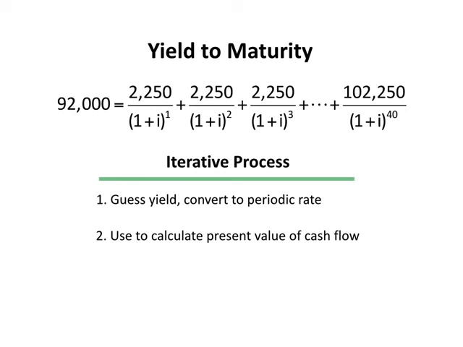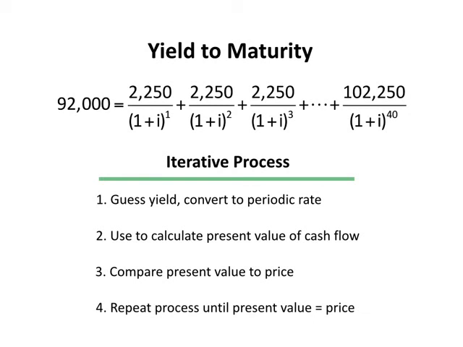The present value of the cash flows is then compared to the market price. If the two are equal, the final step would be to annualize the periodic rate to get the yield to maturity. Almost certainly the first guess will not be right. The process would be repeated until finally arriving at a value of I that results in the two sides of the equation being equal.